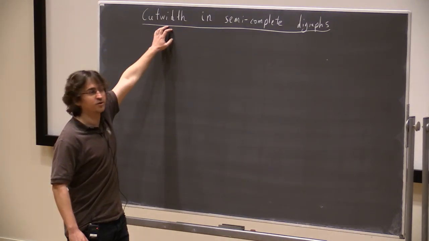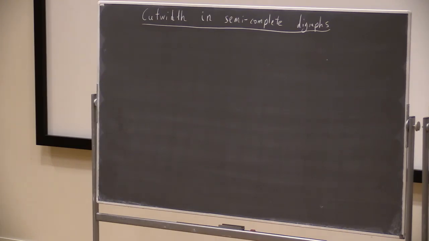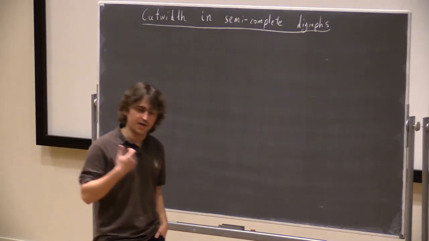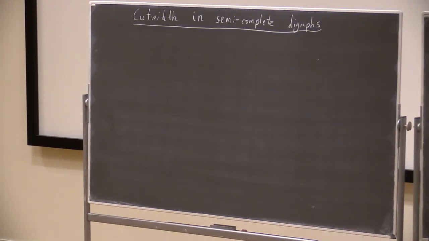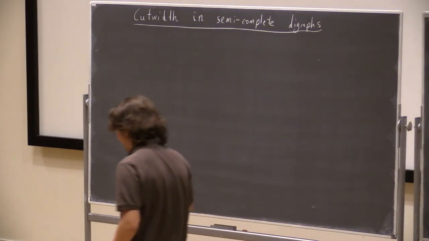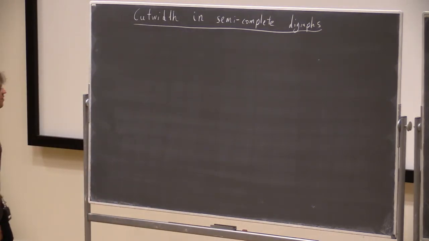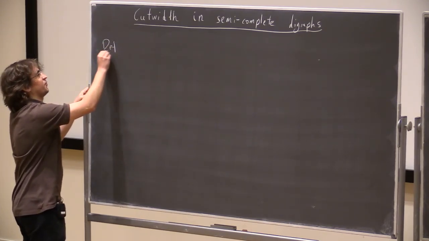So Cutwidth, probably this is something that you might be unsure about, and semi-complete digraphs, I guess as well. So let's start with the definition of Cutwidth. So maybe you have seen Cutwidth in undirected graphs. So if you take a high schooler and you tell him this is a graph, define what is the width of this graph, most probably he will not come up with the definition of tree width. He will get something a little bit simpler, and most probably he will get something that is close to the definition of Cutwidth. So the definition is as follows.